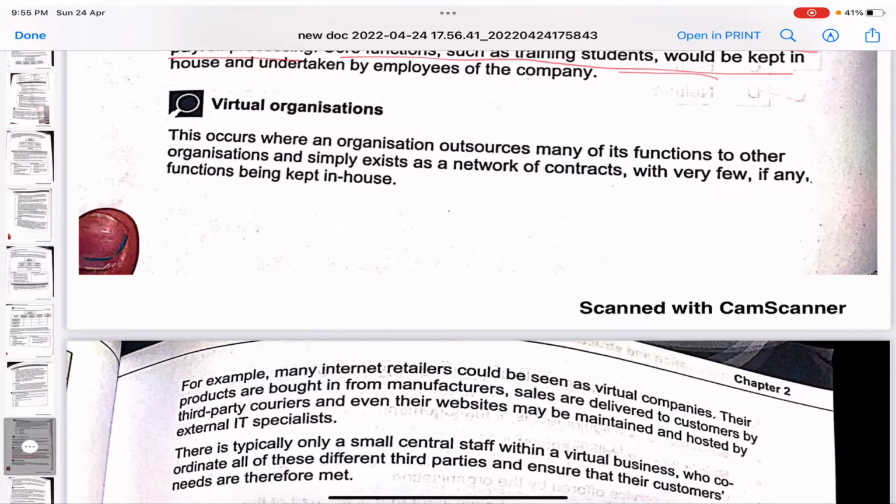So Amazon does not make the products. Amazon does not come to deliver the products. It has many organizations working for them, and it just organizes all of them together. So this is what is called a virtual organization, where if any important activities are left, they are kept in-house, and everything else is just managed by the company, but everything else is outsourced.